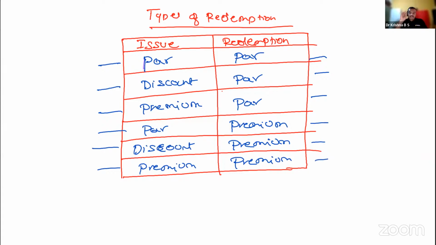Now, how to read it? Issued at par. Let me change the color to yellow. Issued at par, redemption at par. You should read like this. Then issued at discount, redemption at par. Then issued at premium, redemption at par. Issued at par, redemption at premium. Issued at discount, redemption at premium. Issued at premium, redemption at premium. How is this, sir? I will tell you with an example. Okay, let us go to the example. I'll erase this.